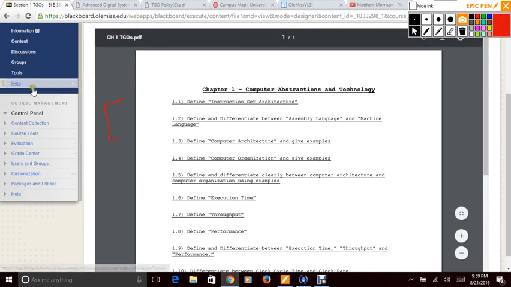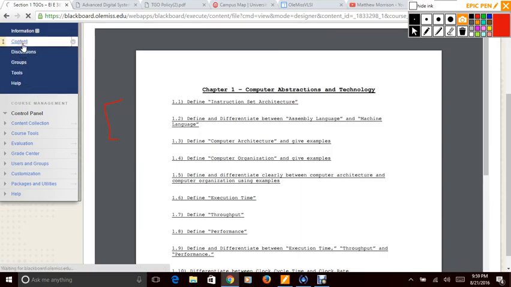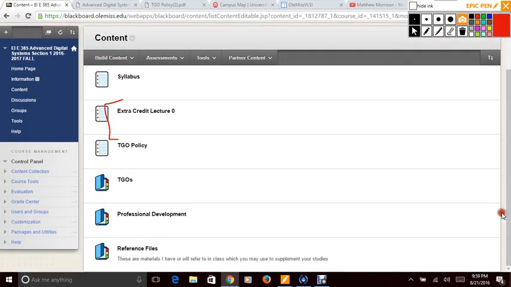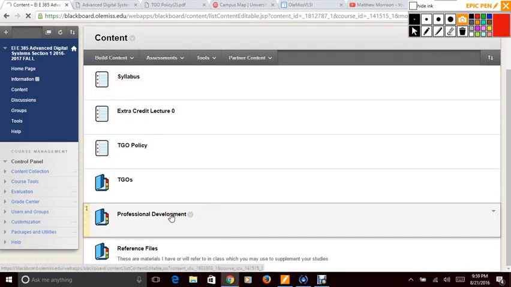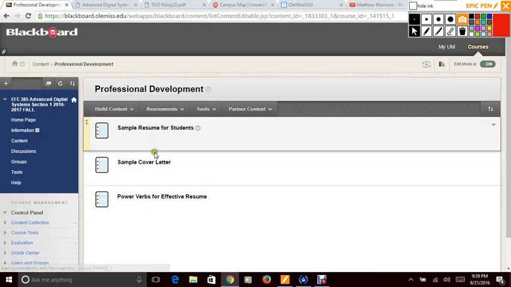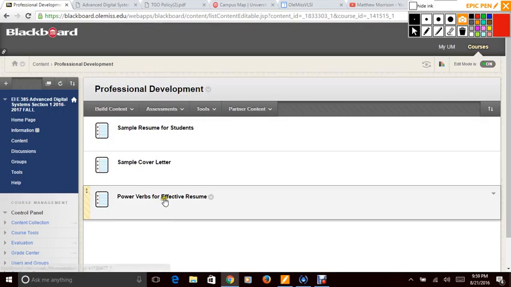Blackboard, you will see under content a folder called Professional Development. Under Professional Development, I have sample resumes, a sample cover letter, and power verbs for an effective resume. I will actually discuss before an exam how you can build a good and effective resume. I'll expect it in a certain format, and you'll be able to see.